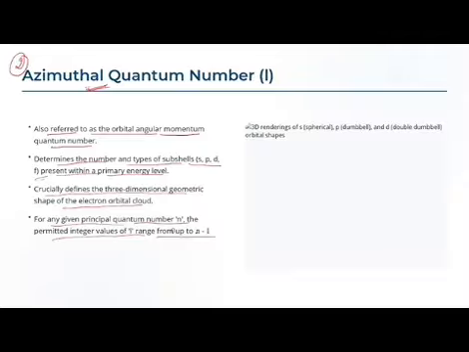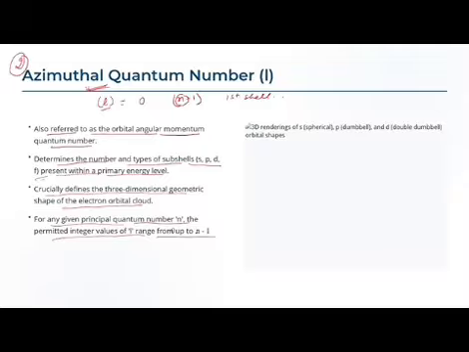Similarly, in the case of azimuthal quantum number L, the value of L can be calculated by the formula 0 to n minus 1. It means the value of the azimuthal quantum number can be calculated from the value of the principal quantum number. How can it be helpful to calculate? For example, you have a first shell.